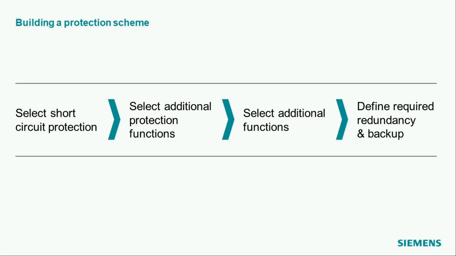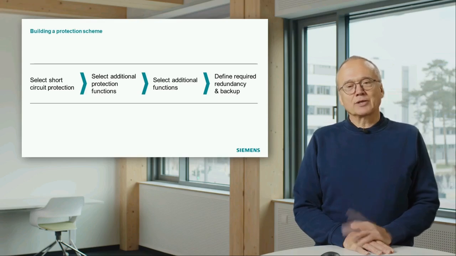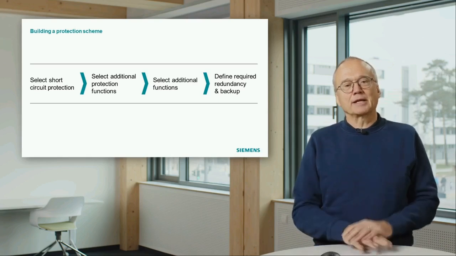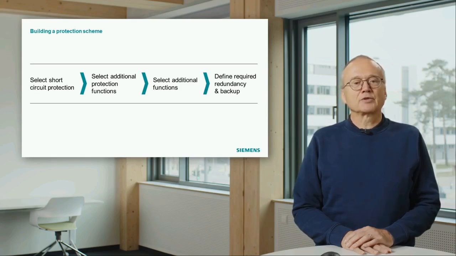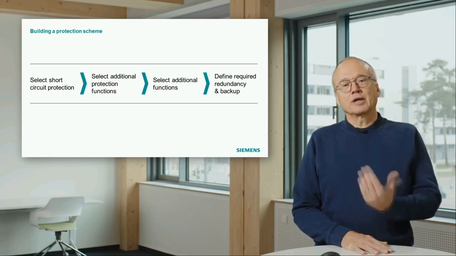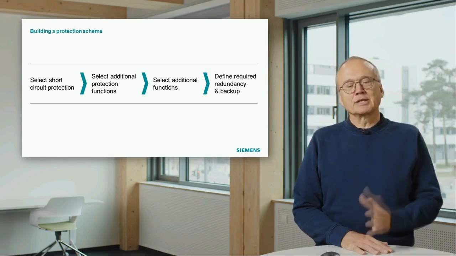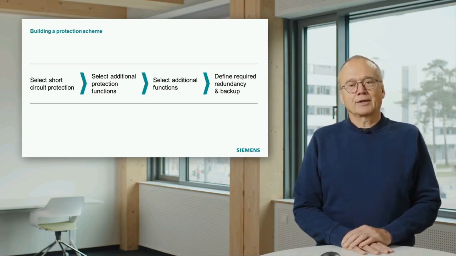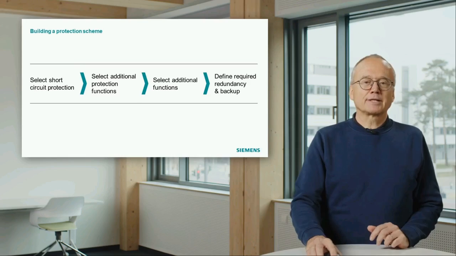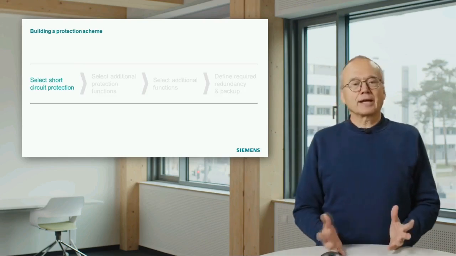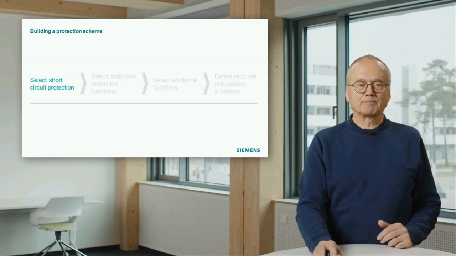And then the last chapter will refer to redundancy and reliability, and I will squeeze in a separate chapter on that. For that reason, this chapter on designing a protection scheme is separated into 2 parts. The first part consists of steps 1, 2, 3. Then I will squeeze in a chapter on reliability, and then we will have a look at this redundancy topic, and I will show a couple of examples. So let's start with the first thing, select the main protection, the short circuit protection.